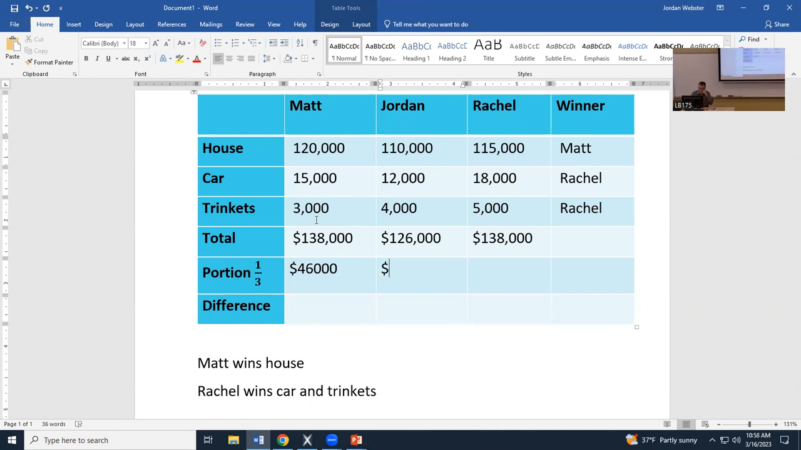Since Jordan bid 126,000, I should also walk away with a third. So I just divide that number by 3. I think I should walk away with 42,000. And similarly, Rachel, if you take 138,000 divided by 3, once again, you get 46,000. Okay.